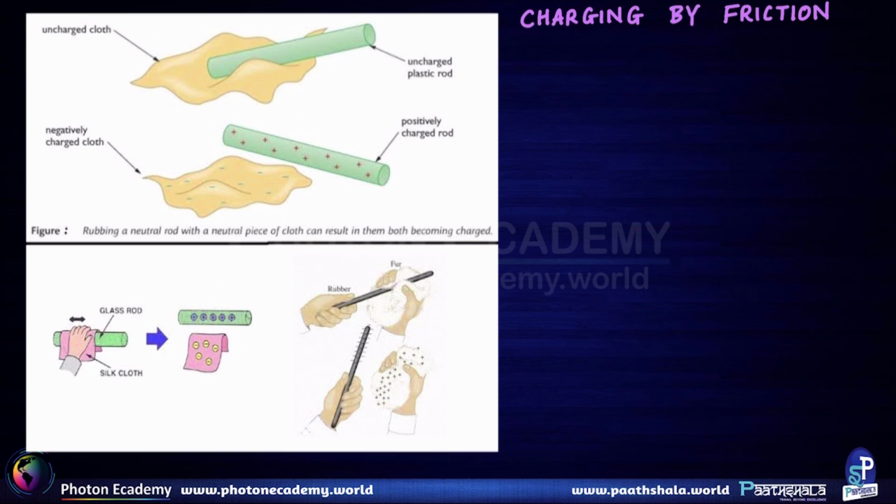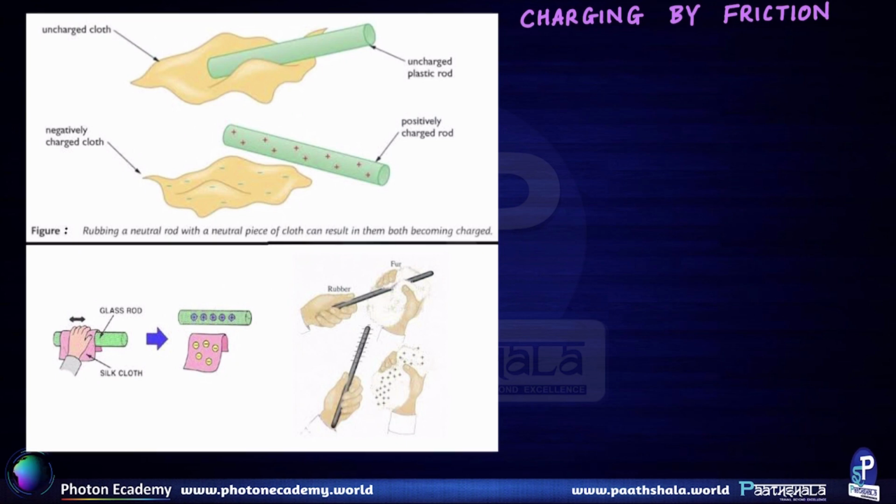Similarly, in another example, if we rub a rubber stick with fur or wool, what do we see? We see that the electrons from the wool enter the rubber material, and hence the rubber is effectively negatively charged and the wool is effectively positively charged.